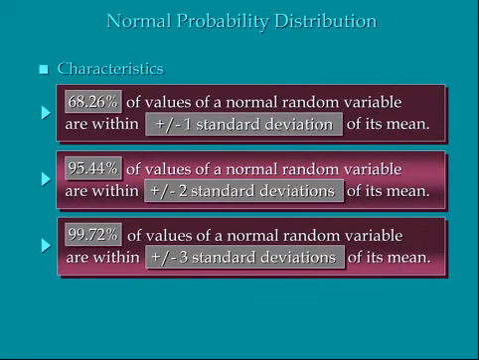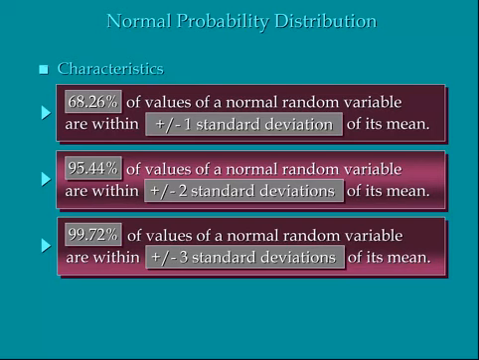So these are a few important things that we might remember. You don't have to remember these numbers precisely to 2 decimal places, but have a rough idea. So 68.26% of values of the normal random variable are within plus or minus 1 standard deviation of its mean. 95.44% of the values are within plus or minus 2 standard deviations of the mean. 99.72% of values are within plus or minus 3 standard deviations. So it's 1, 2, 3.